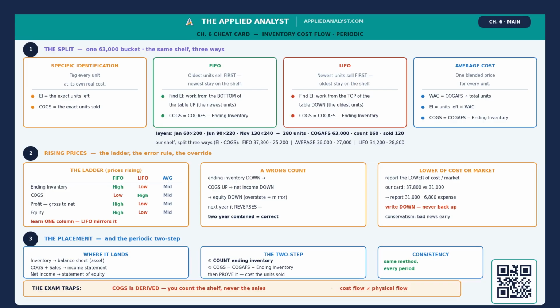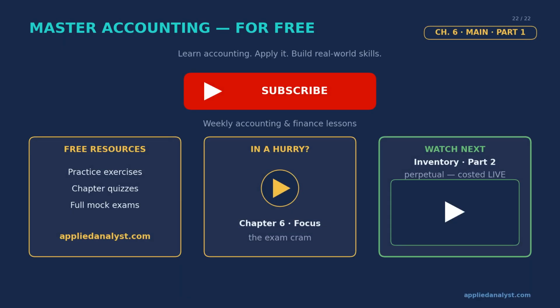Now, let me close the loop on that scanner beep from the top. Look at what you picked up tonight. Specific identification, FIFO, LIFO, average cost, inventory errors, and lower of cost or market. Same 63,000 of goods, 3 legal answers. Take the win. Part 2 is next. The same goods costed the perpetual way, recosted after every single sale, which can flip your LIFO and average answers.